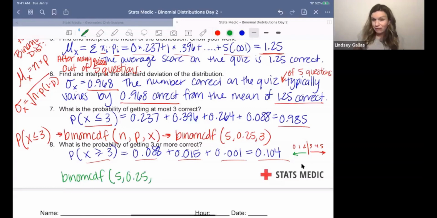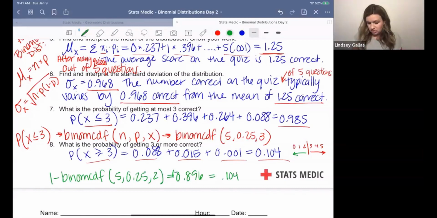Now remember, I'm asking for 2 and below. So I do that in my calculator to get a value, and I get from that 0.896. Now that is the left side. I want the right side, so I can do 1 minus. So I'm going to sneak 1 minus into all of these, and then my final answer is 1.04, same as I got above.